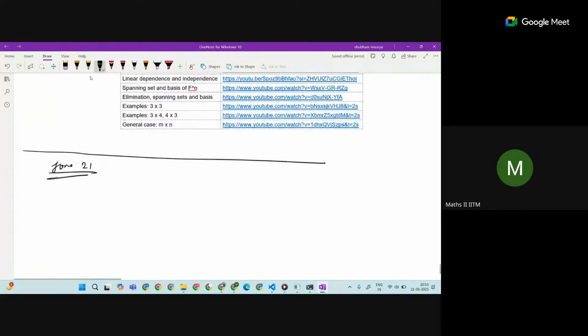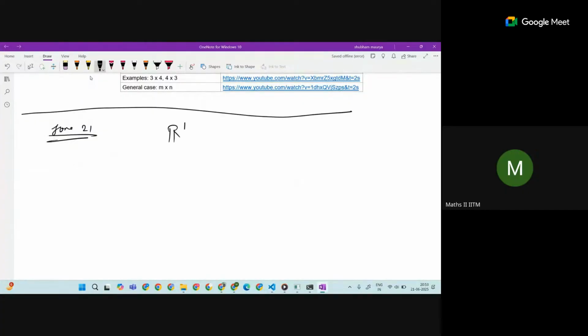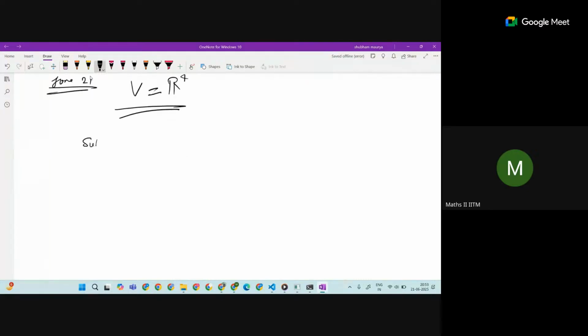Let's do the basis, the important thing. Suppose I have a vector space R4. Okay, I have a vector space R4, and I have a subspace of this kind: x, y, z. So it is R4, no? R4 means four coordinates should be there: x, y, z and w.